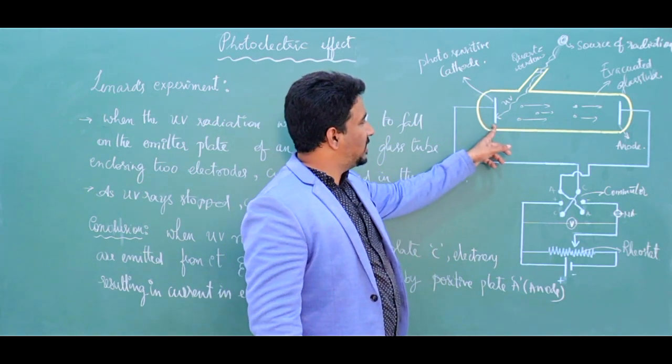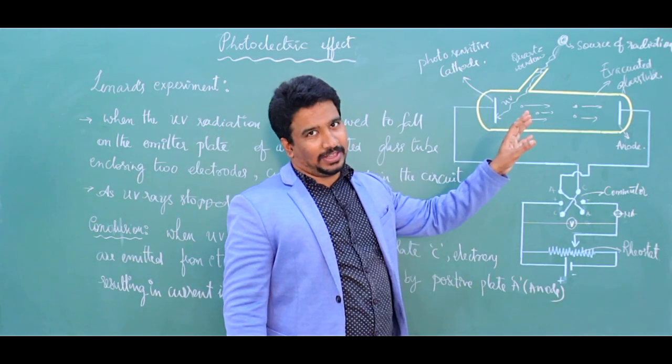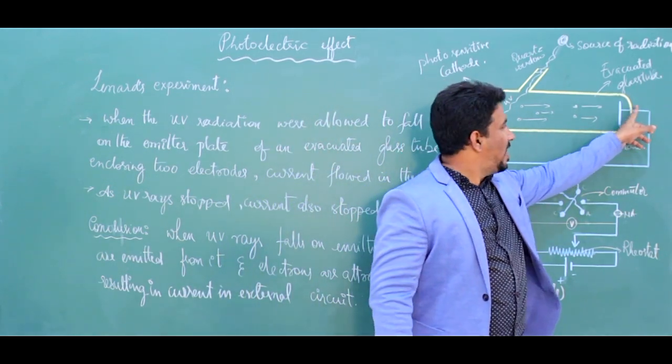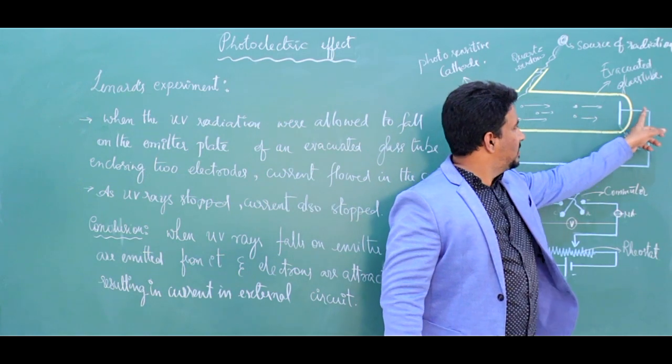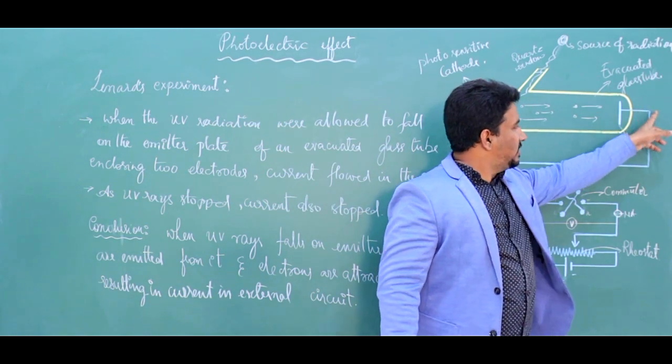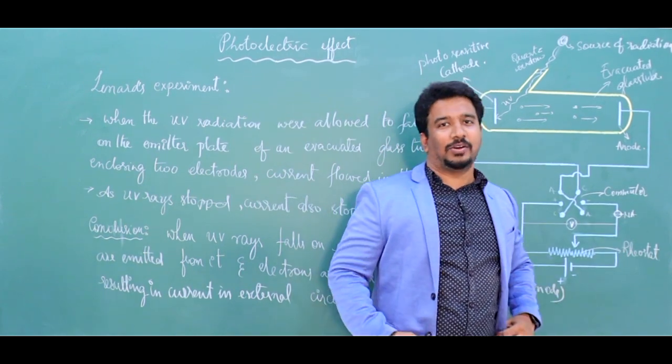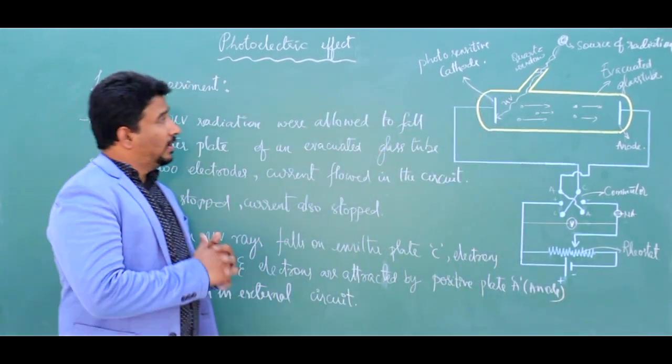So when UV rays fell here, electrons were emitted. The emitted electrons were attracted by the positive anode. When they are attracted here, there are extra electrons that constitute a current, and that current is read by the ammeter. Okay, so now pay attention.